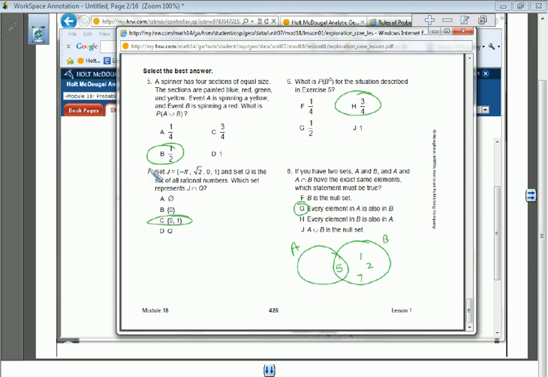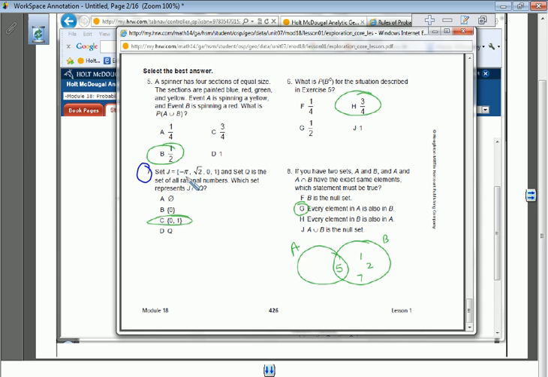Number 7. Okay, anything else? Okay, so number 7 says set J contains negative pi, square root of 2, 1, 0, and 1. Set Q is the set of all rational numbers. Which set represents the intersection? So the intersection are those numbers that are contained in both. So it has to be in both J and Q. Which ones are in both?